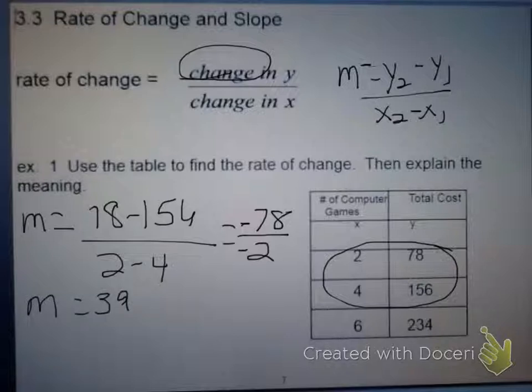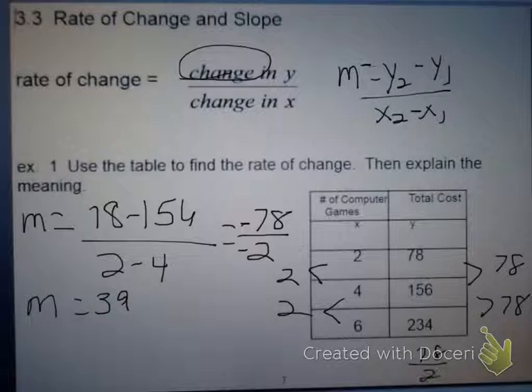Now, what you could also do when you have a table is go from one point to the next. Here's another way of doing this. 78 to 156, it was a change of 78. From 156 to 234 is also a change of 78. Over here on your x values, from 2 to 4 is a change of 2. From 4 to 6 is a change of 2. So that's another way how you could get 78 over 2, which is 39.